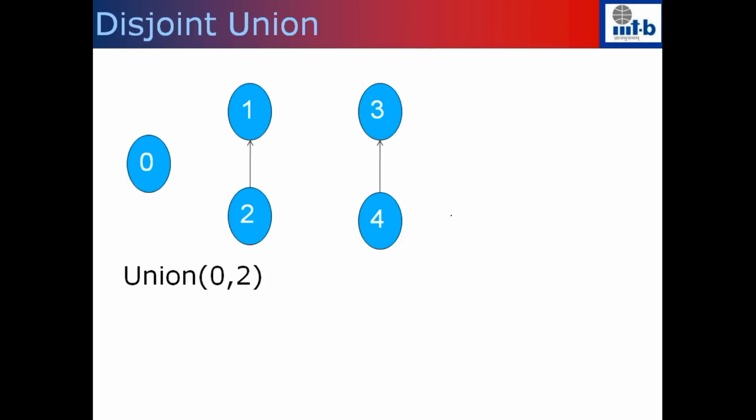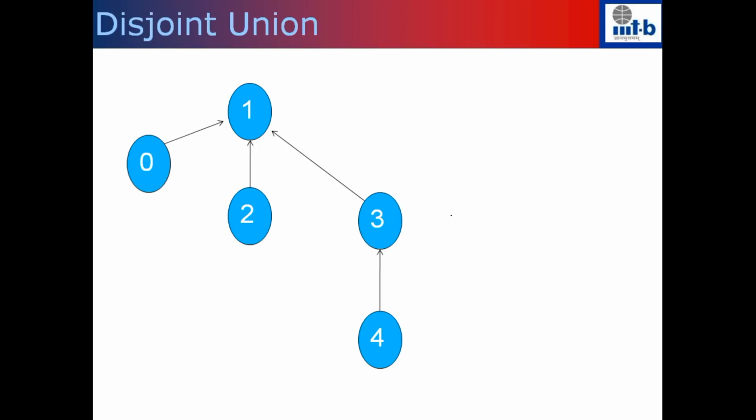Let's find the union of 0 comma 2. When I do the union of 0 comma 2, 0 will become the child of 1, right? So the diagram will look like this. Now if I want to find the union of 4 comma 2, the smaller set is merged into the bigger set. So 3 comma 4 becomes the child of 1. If you ask me which set 4 belongs to, I start with 4, go to the parent pointer, that's 3. From there I go to the parent pointer and report that I belong to the set 1.